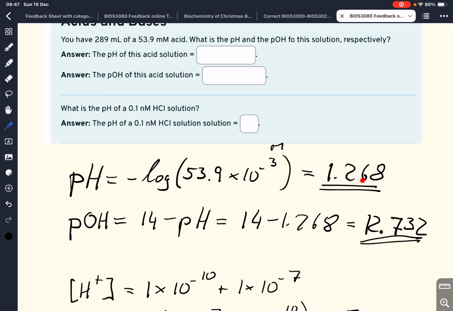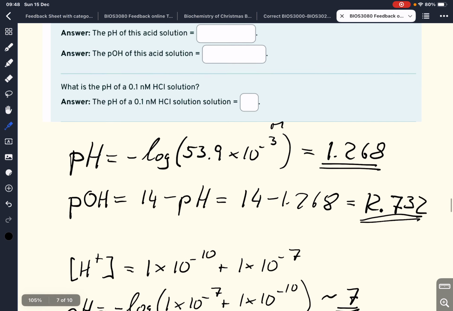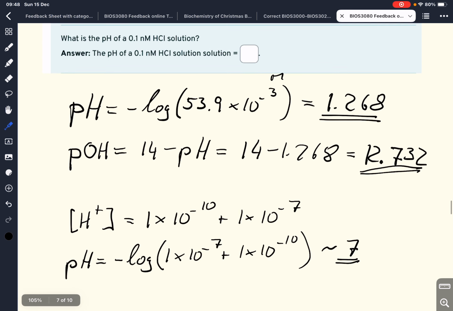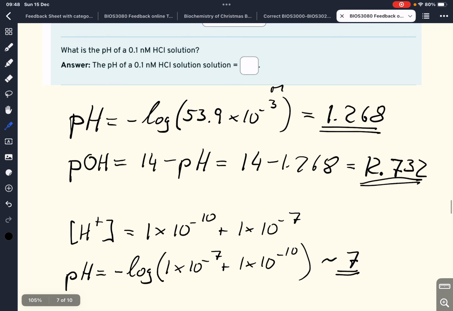I've given it as 3 decimal points, but 2 decimal points is absolutely fine. And as I said, it has a 10% error tolerance. We can also very easily calculate the pOH of the solution, because we know that the pOH is given as 14 minus the pH, which we have calculated. So we've got 14 minus 1.268, which gives us a pOH of 12.732. So that is the pOH of this solution.